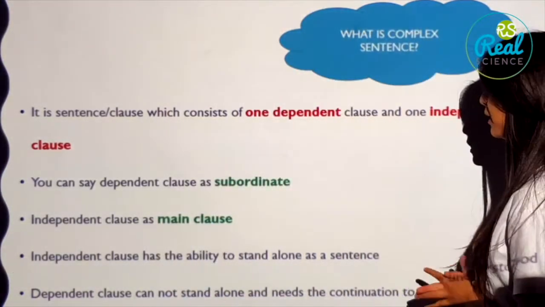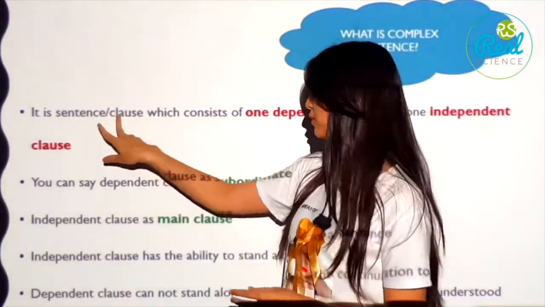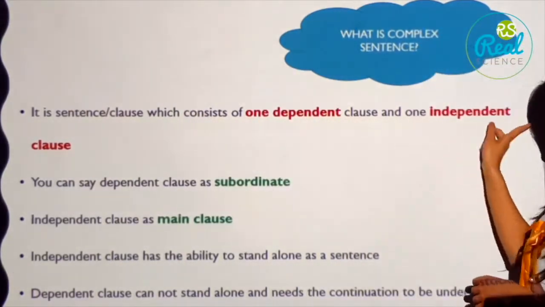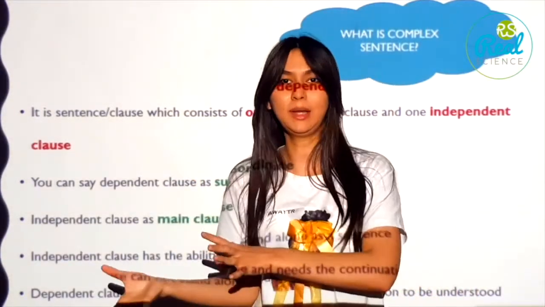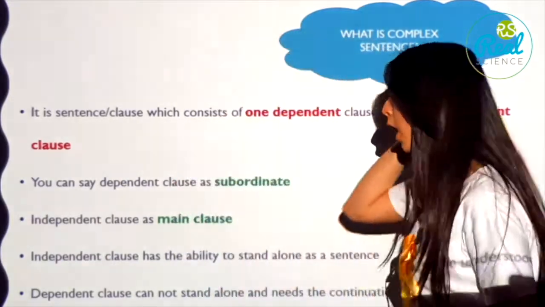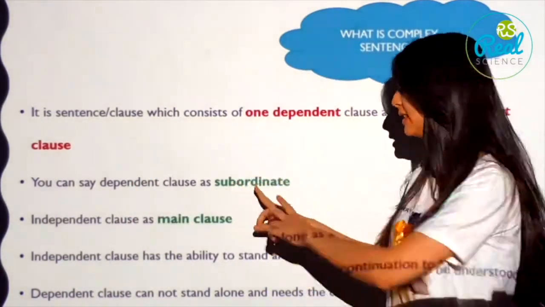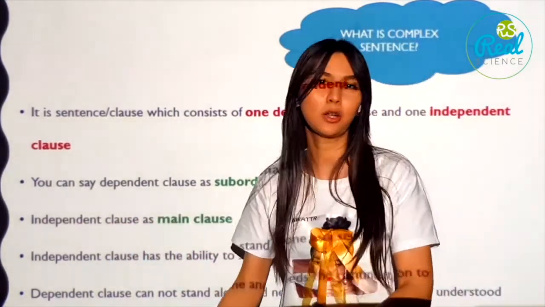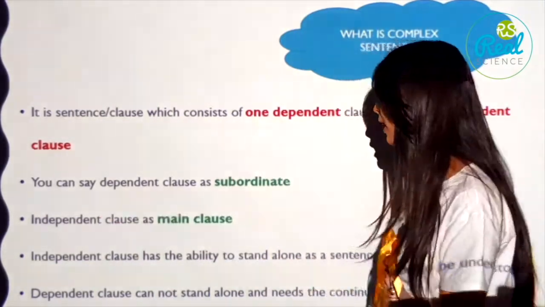I will explain what a complex sentence is deeply. It can be a sentence or clause, both of them. It is a sentence or clause which consists of one dependent clause and one independent clause. So in a complex sentence, there will be one dependent and one independent clause. You know what is dependent, independent, yes? Yes. Okay, so you can call a dependent clause a subordinate clause. The second name of dependent is subordinate, and you can call the independent clause the main clause, which takes with it the dependent clause.